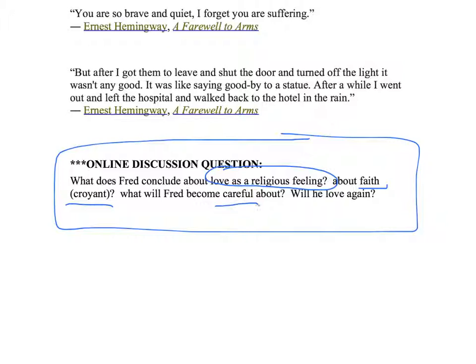And so the question is, will Frederick love again? Will he commit himself wholeheartedly to another love? Will he seek out that as a religious feeling? And will he develop a faith in the self and in the will to be able to get strong in the broken places?